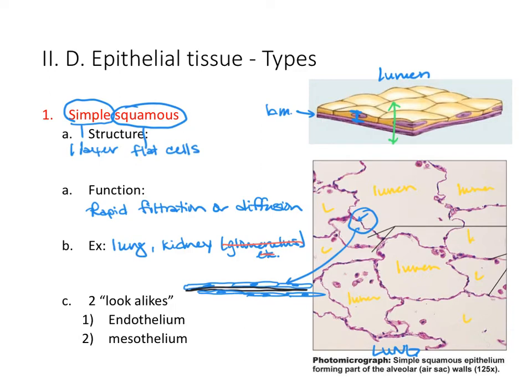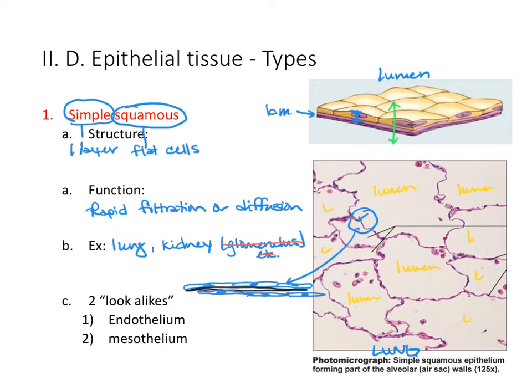All right, now it turns out that there are also two kind of lookalikes of simple squamous epithelium that are called endothelium and mesothelium. And sometimes people say that they are simple squamous epithelium, but I'm here to tell you that they are not, because they come from a different embryological derivation.